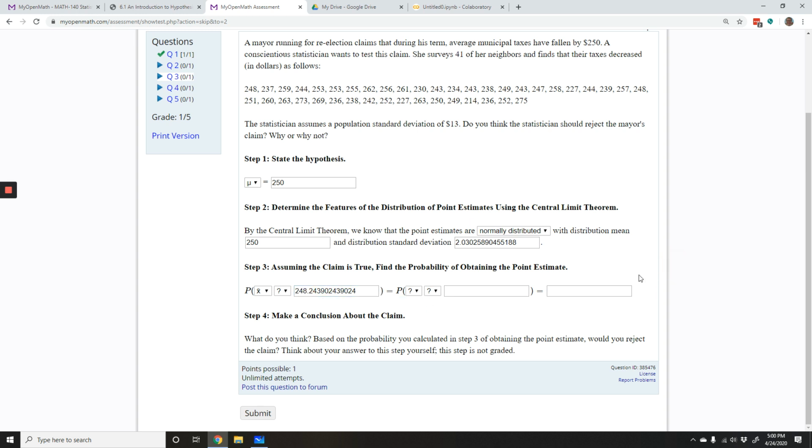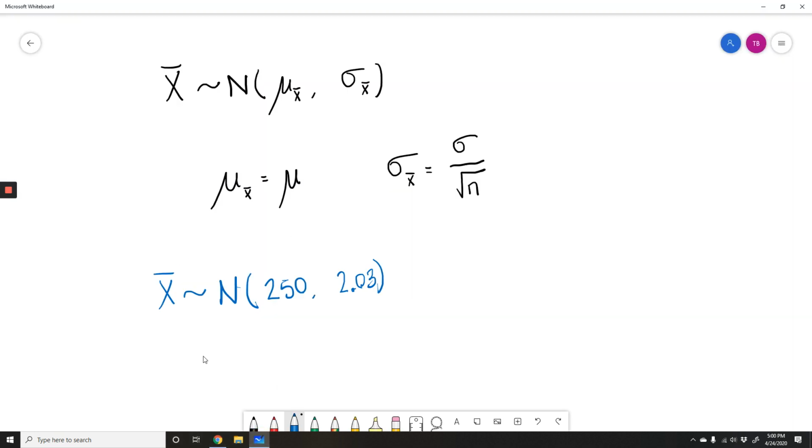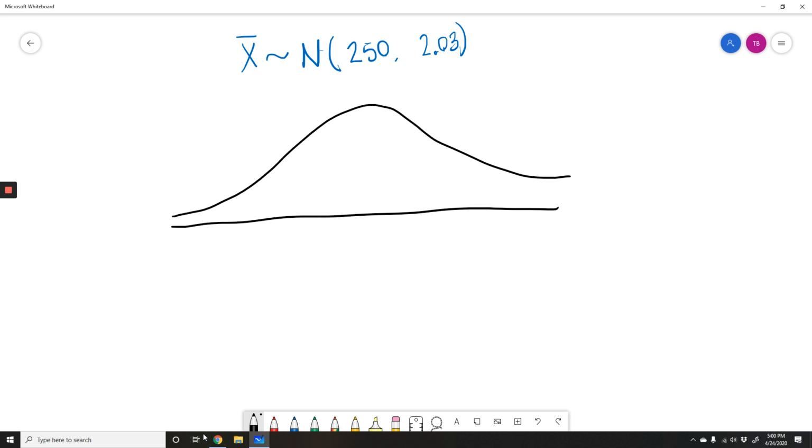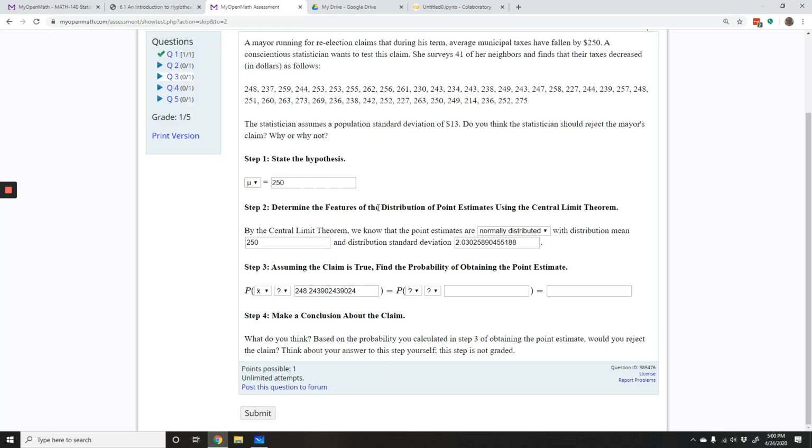Okay, so what's going on here? We know our sample means are normally distributed, right? So we get that lovely bell curve with that normal distribution, and the mean is 250. That's what we are assuming the population mean is. That's what our hypothesis says it is. That's what we're hypothesizing.